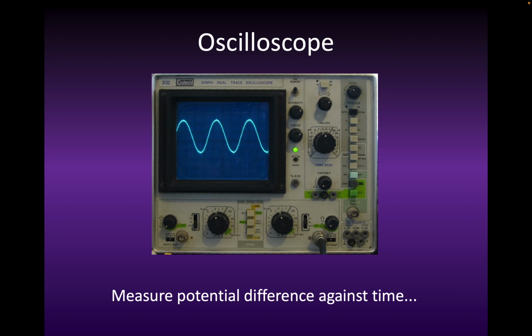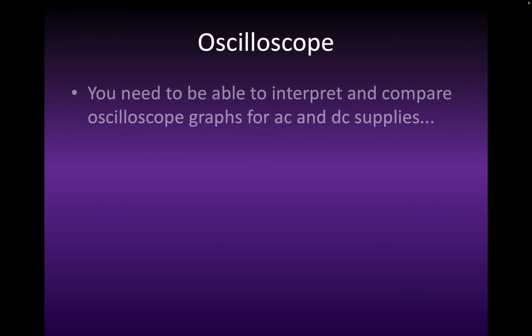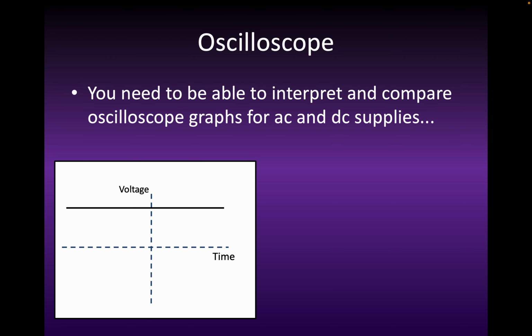And you can also work out the distance between two peaks, which will tell you the period of the oscillations or the electrical wave that it represents. And from that you can work out the frequency of an AC wave. So a DC voltage will be a straight line above the zero. The center of the oscilloscope reads 0 volts.